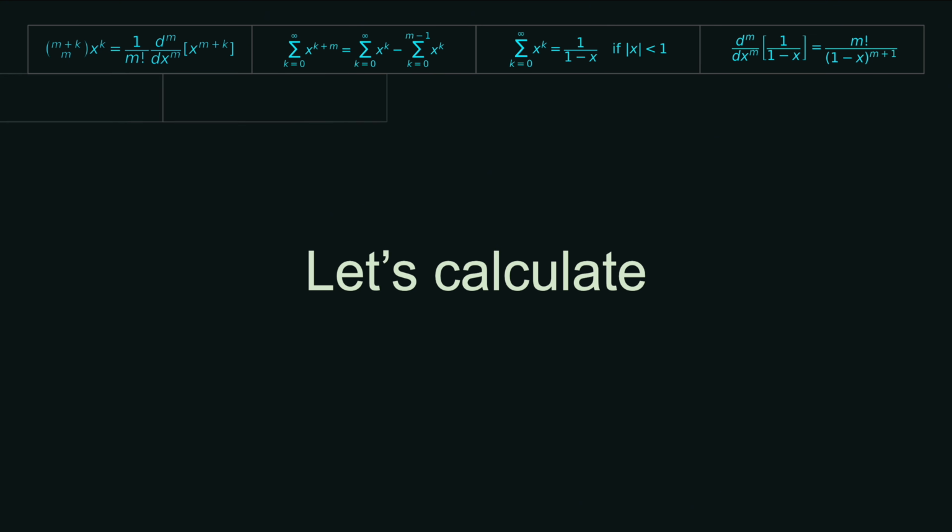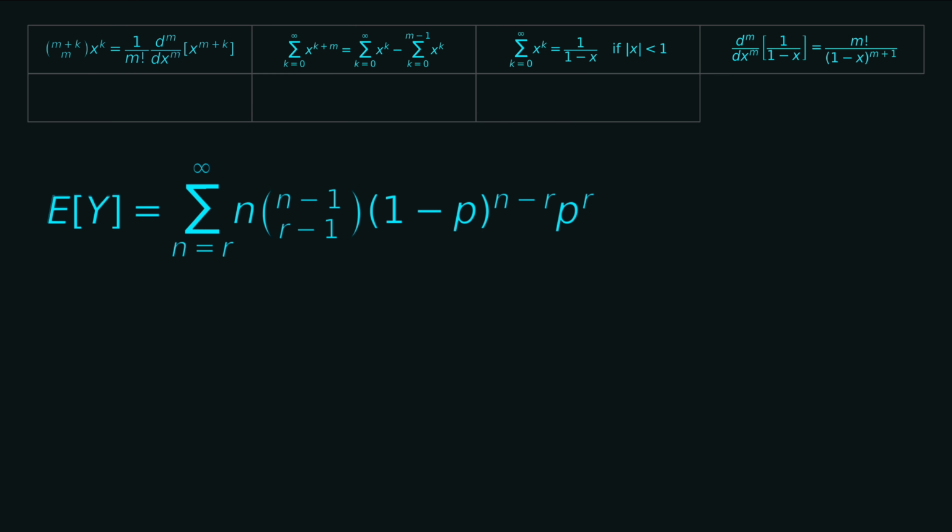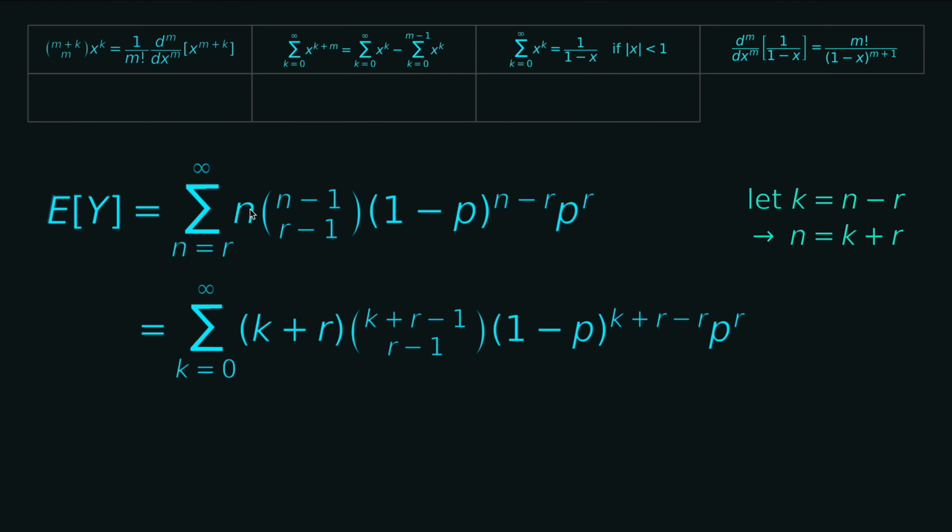Okay, let's calculate. So here's the summation we started the video with. It starts with an index of n equals r, which we don't like, so we're going to change that by making a substitution. We're going to say let k equal n minus r. And if we do that, then n is going to be equal to k plus r. So what we're going to do is replace all the n's with k plus r's. This one, and this one.